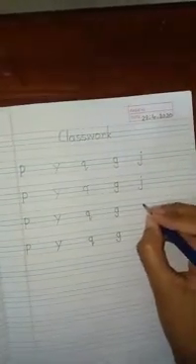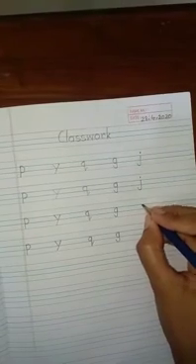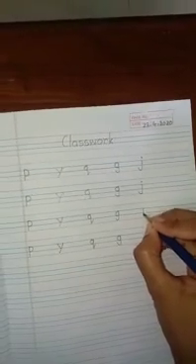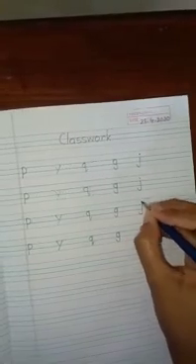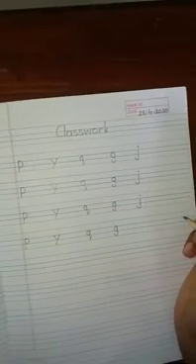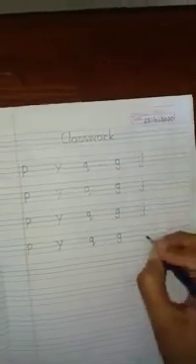Now let us go to the next line and again write J. A straight line and a curve with a dot on top. Now write J on your own on the next line.